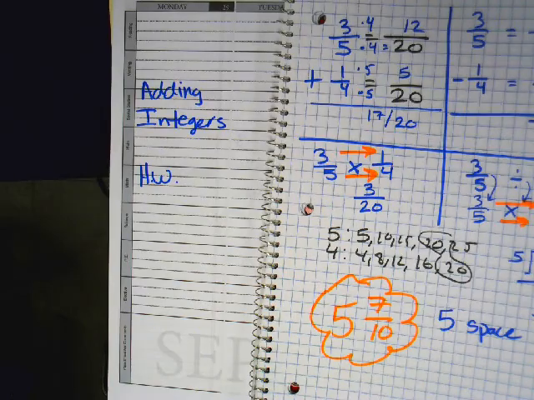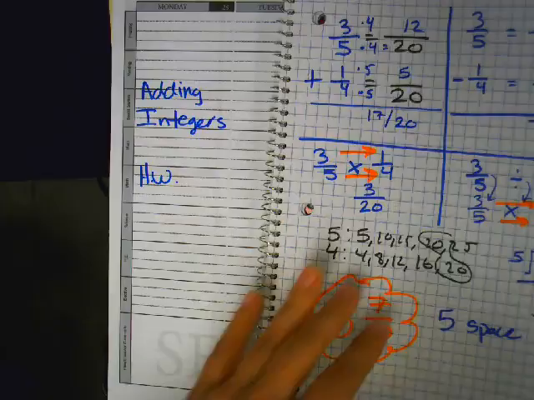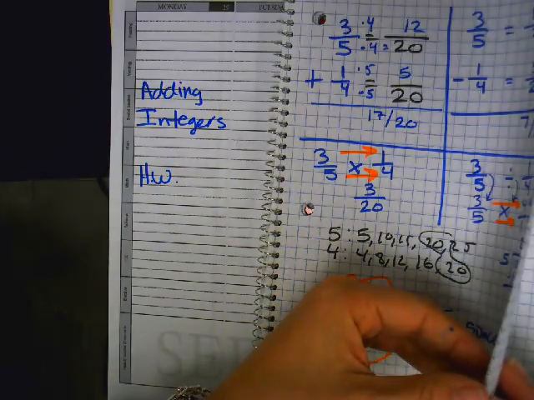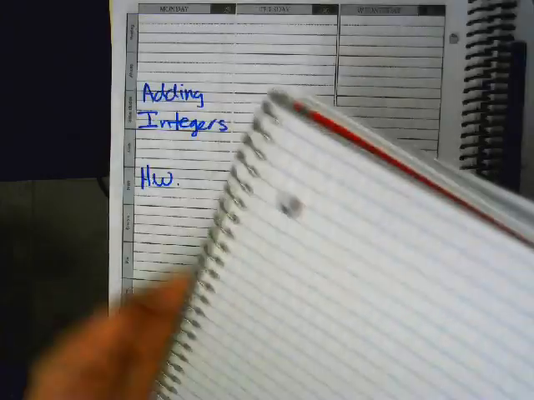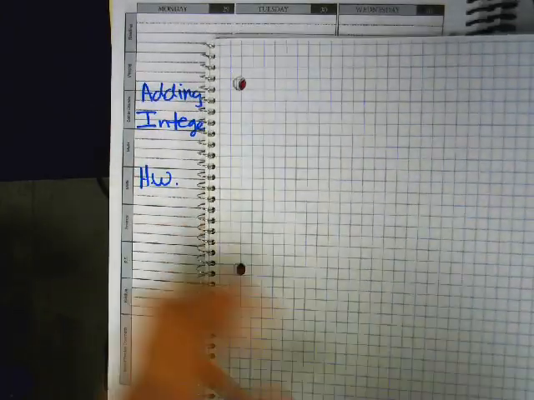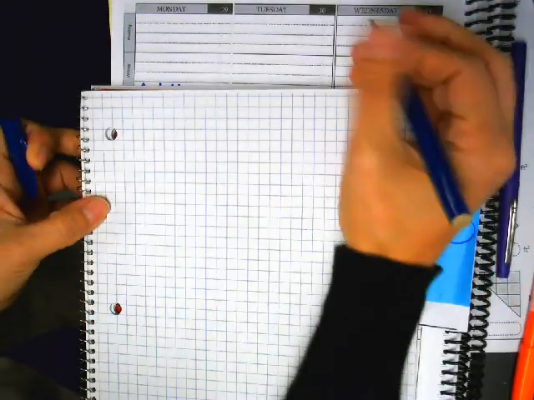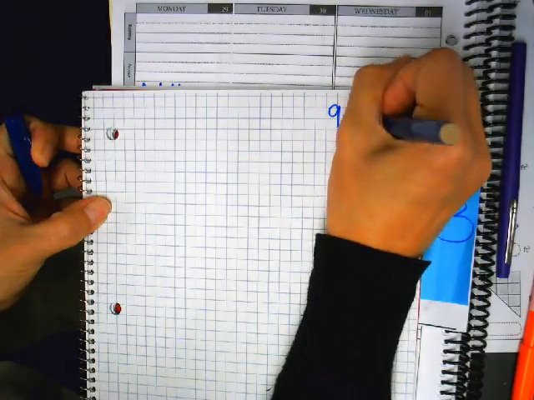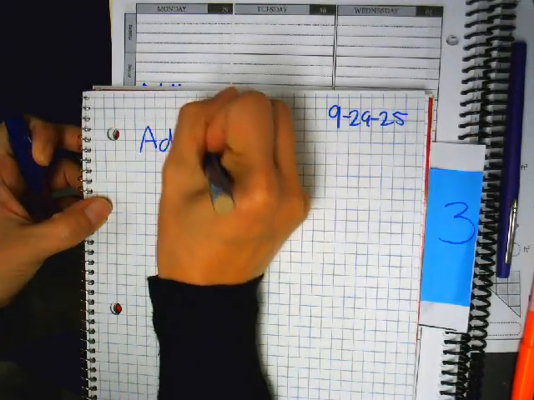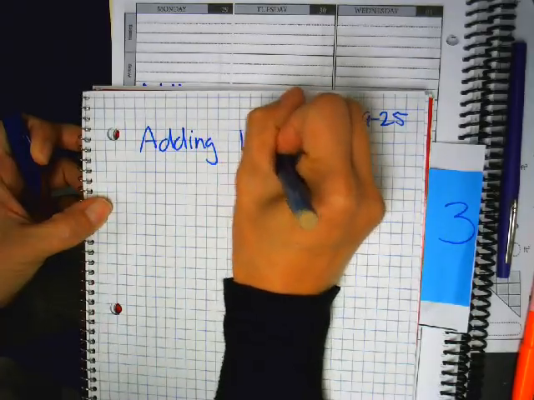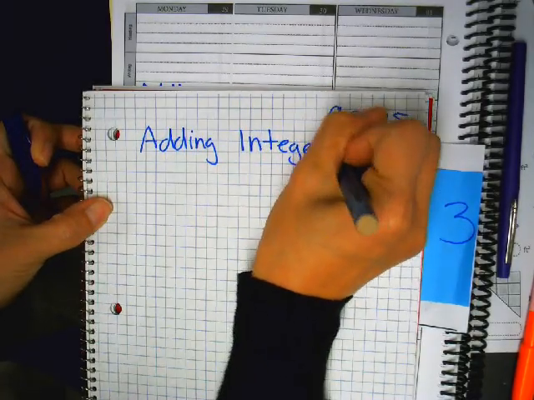So today is integers, adding integers. Some of you learned this last year in 6th grade. Some of you will master it this year. Some of you will learn it this year. We'll see. So today's date is the 29th, and we are adding integers.